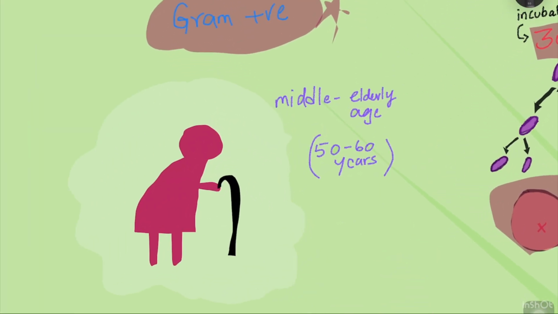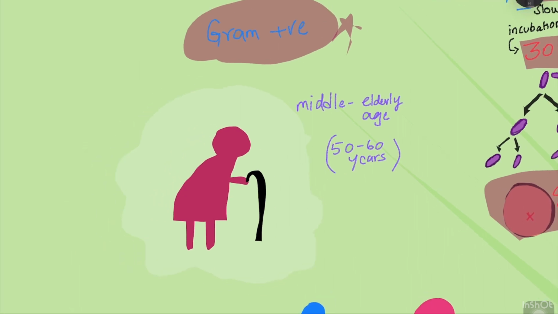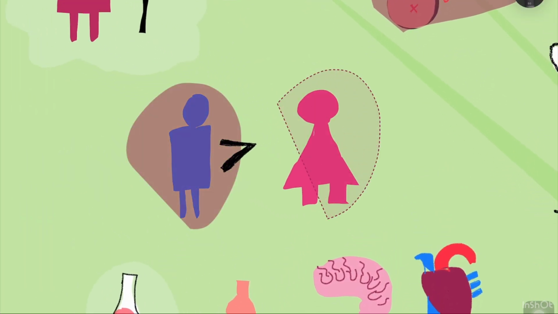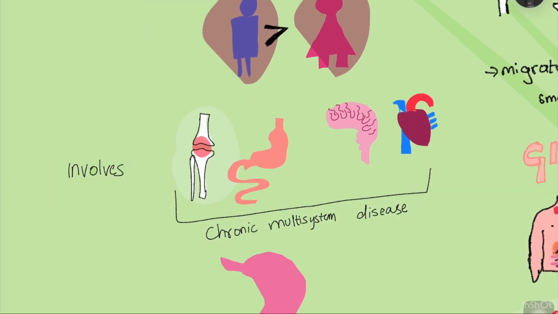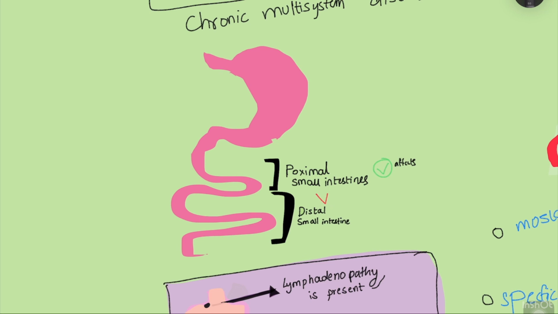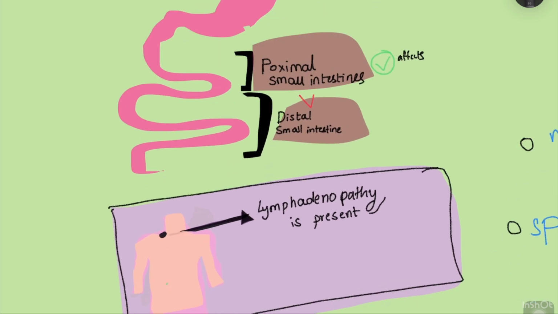It mostly involves elderly and middle-aged people, and mostly males rather than females. It is a multi-system and chronic disease. The studies have shown it is most common in the proximal small intestine than the distal intestine. It occurs in both but mostly in the proximal intestine.